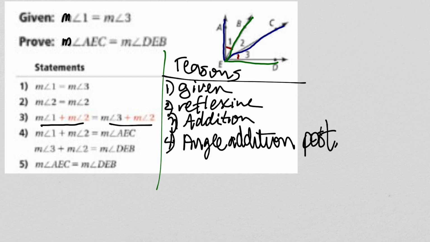And now, why are these two angles going to be equal to each other for number 5? Well, because if they are equal to each other up here, they are just basically substituting these things in there. So 5 is substitution. And the proof is done.